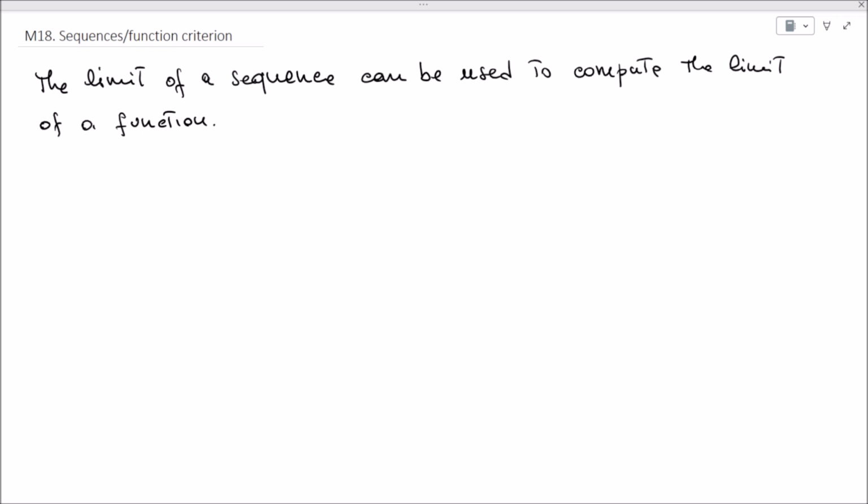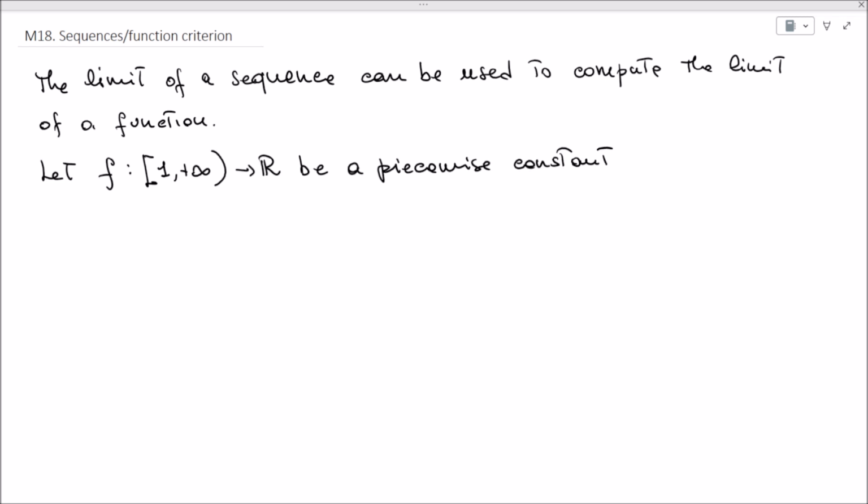Let's be more precise. Let f be a function defined in [1, plus infinity), basically on the part of the real line starting at 1 and going to plus infinity, which takes values in R, and this should be a piecewise constant function with pieces of length 1.